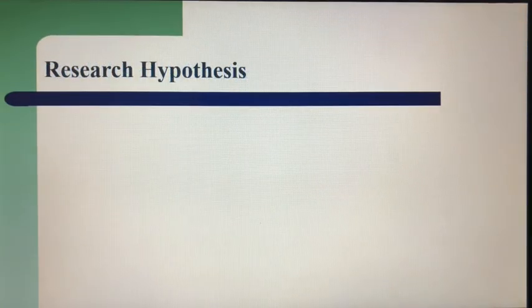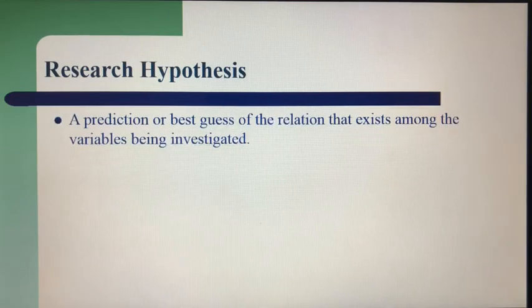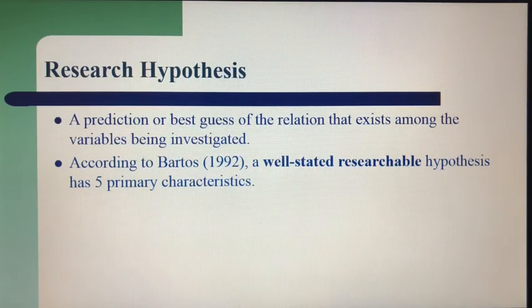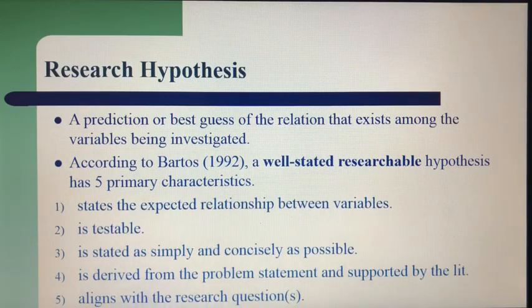Next, what is a research hypothesis? A research hypothesis is a prediction or best guess of the relation that exists among the variables being investigated. To get started, let's talk about the 5 primary characteristics of a well-stated researchable hypothesis. The first characteristic of this hypothesis is that it states the expected relation between the variables.